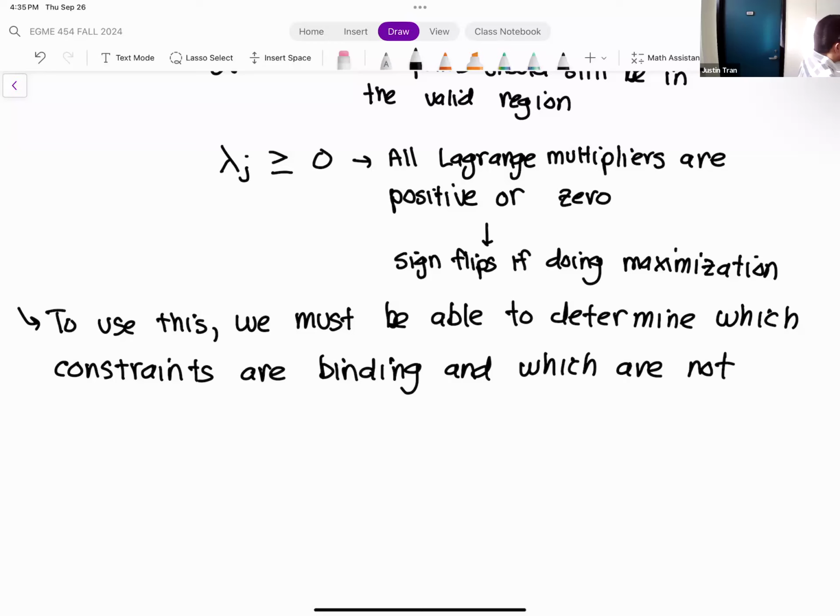But sometimes it's not very clear which ones are binding, and when it's not clear, you have to just do a guess and check. You have to guess which sets of constraints are going to be binding. Then you would solve the problem, okay? Then after you solve that problem, you go back and check and see if all your constraints are satisfied. If they are, that's great, you can move on. If not, then you have to try a different combination.